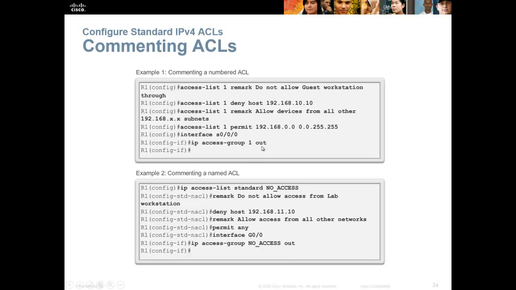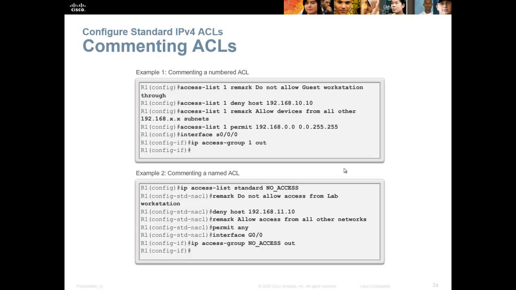So these 2 access lists do the exact same thing. This access list is just named 1, so the router already knows it's a standard access list. This access list here, we're going to call it no access, so we have to put the name standard in there. So I hope that kind of clears that up for you.